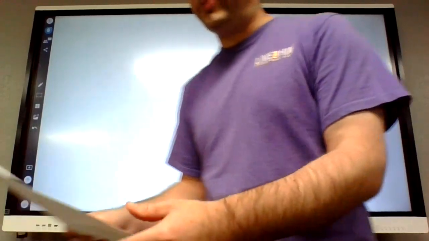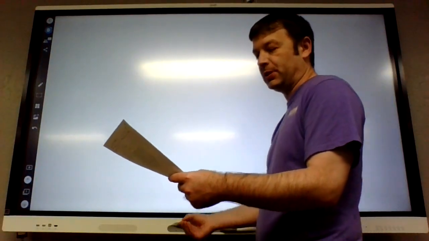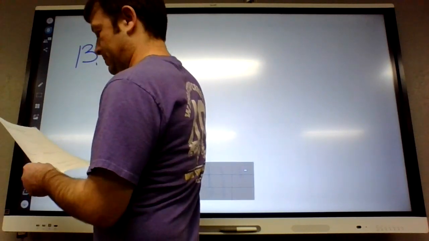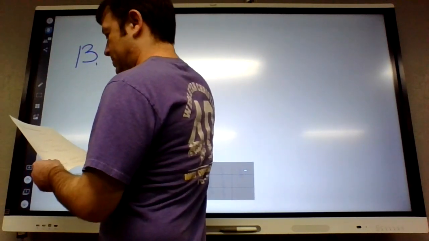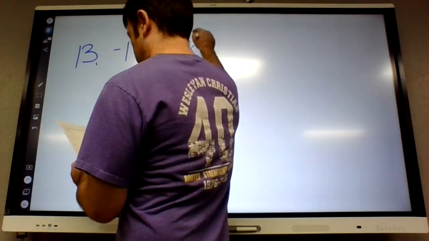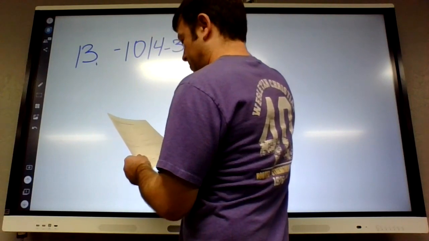We're going to actually start on number 13 because we already did the equals yesterday. So on 13, what's different about this than the other ones? Greater than. Greater than or equal to, yeah.